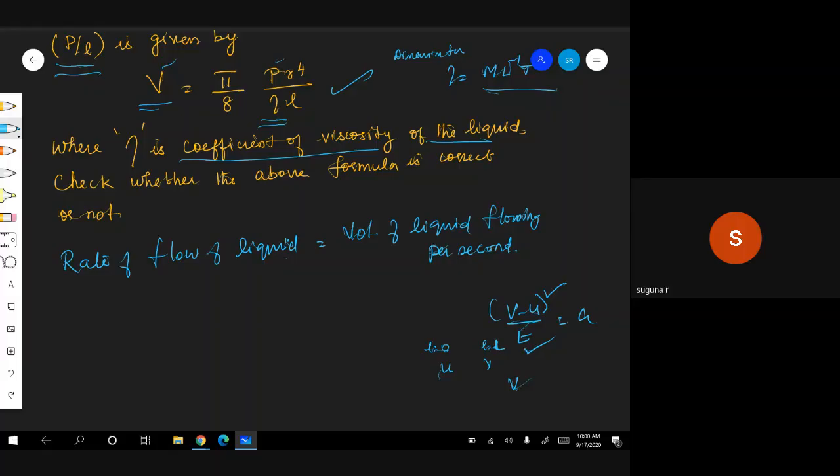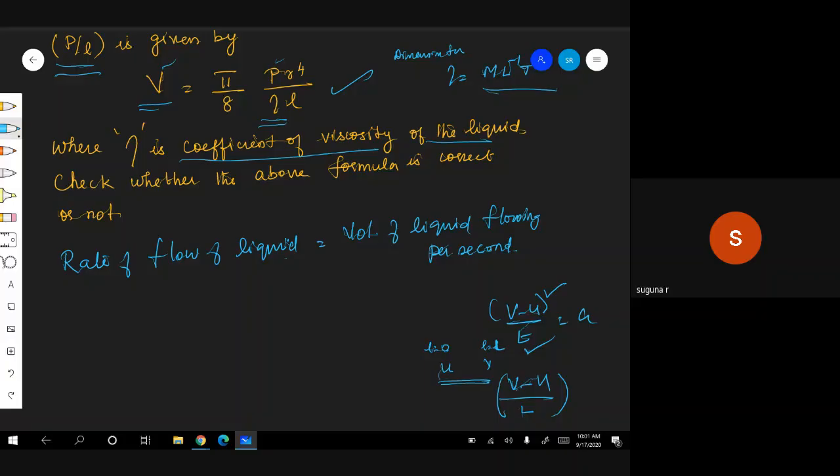Are you following? I am not taking the time into consideration here. I am taking the distance covered into consideration. Therefore, there is some change in the velocity. What is the change in velocity? V minus U. But with respect to what? With respect to the distance L. Are you following? Yes, ma'am. In that case, this is what is called velocity gradient: change in velocity with respect to distance, length.